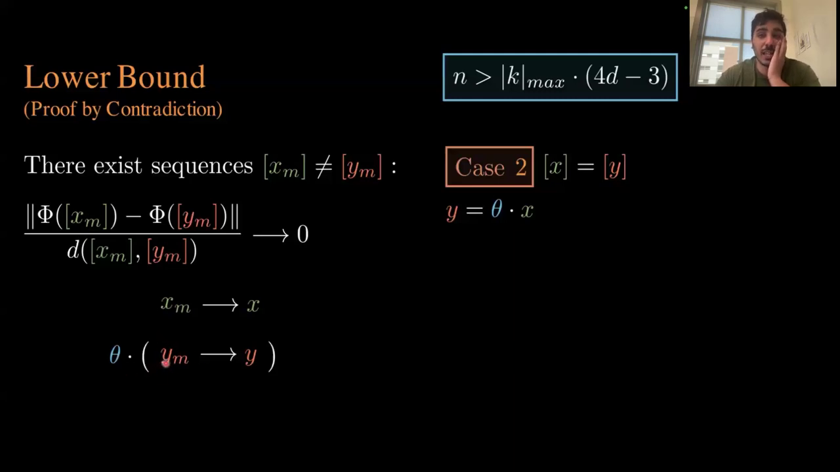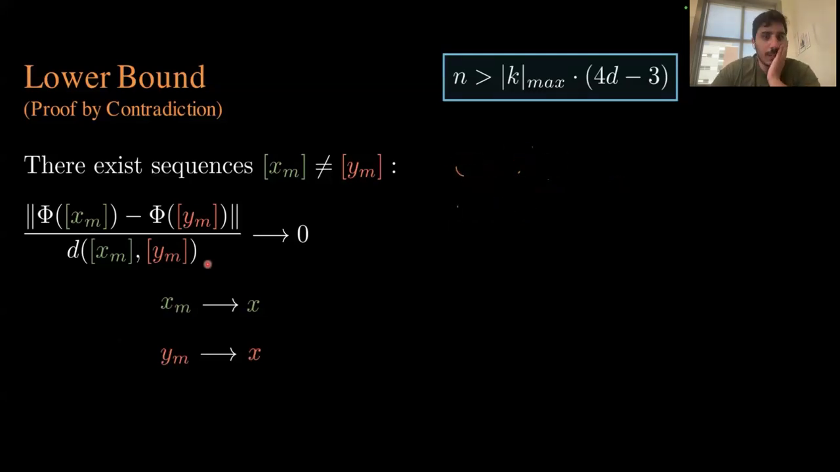So it doesn't matter if you change up ym with a theta. We can keep it as ym anyway. And if you multiply theta inverse with y, then you can turn it into an x. So it really tells me that I can assume that my xm and ym are converging to the same point, not just the same orbit, but the same point because of invariance.